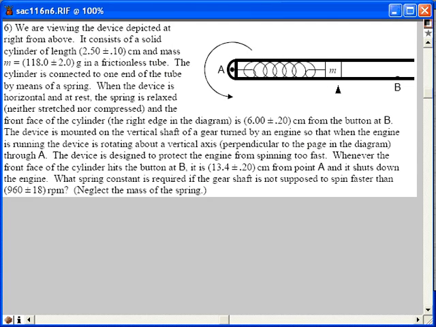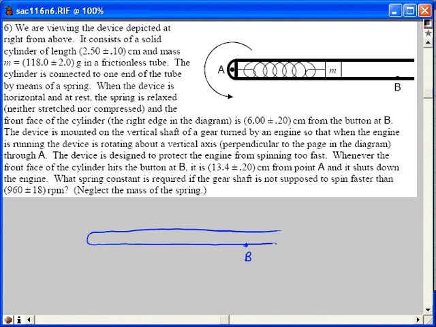Let's get a sketch of this device when the face of this cylinder is out there at point B. So I'll draw the tube. I'll put a point B right there. Draw my cylinder in it.